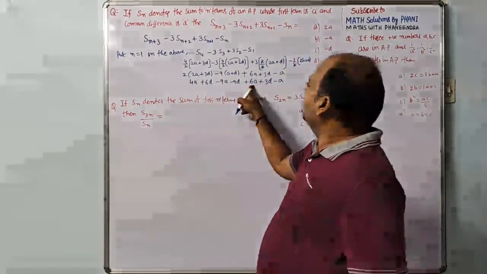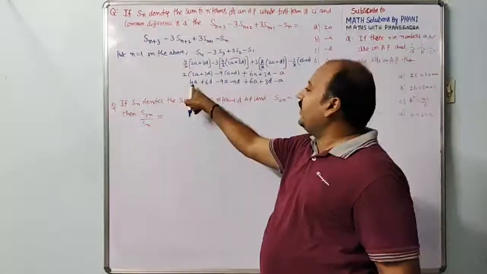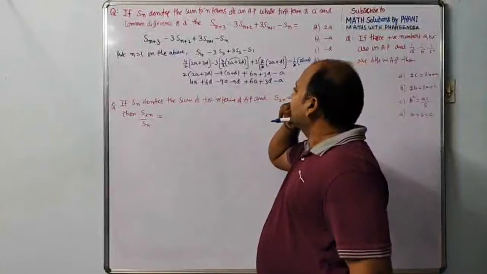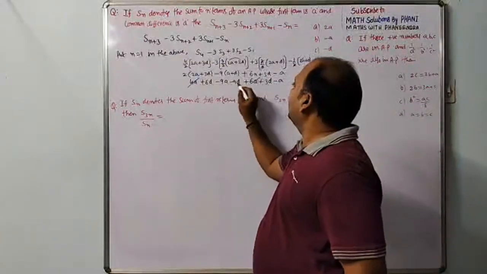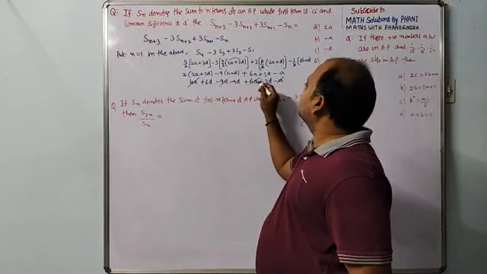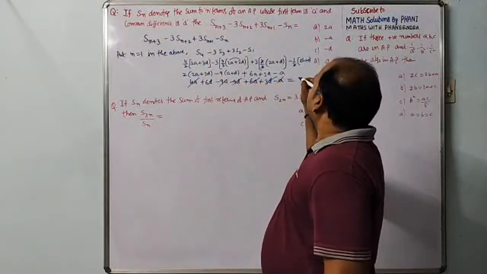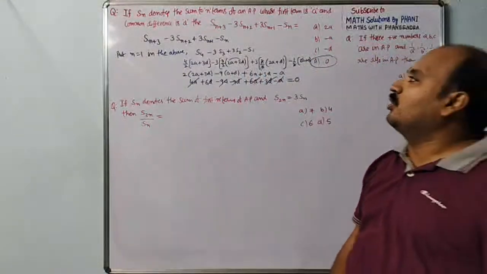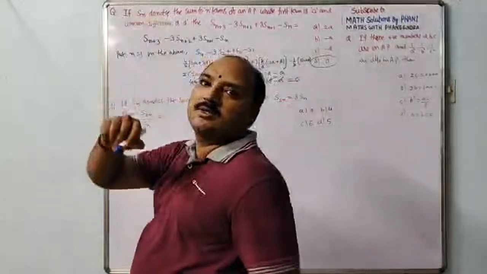6a, 4a, 10a minus a, 9a. So 9a minus 10a plus 10a. Okay. 6d plus 3d, 9d minus 9d, 0. So the sum of these types of series is equal to 0. Put n is equal to 1, it does.